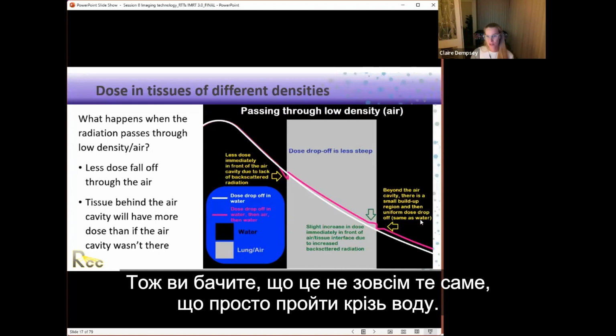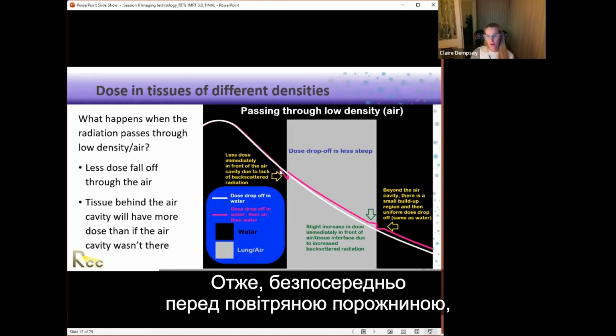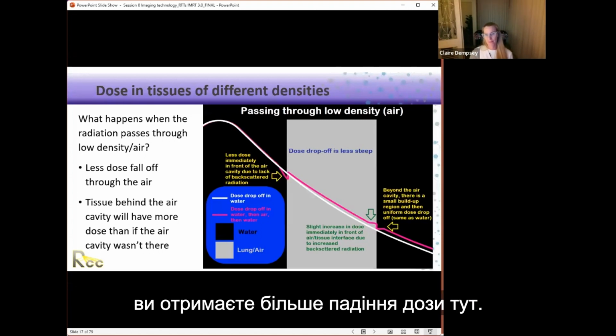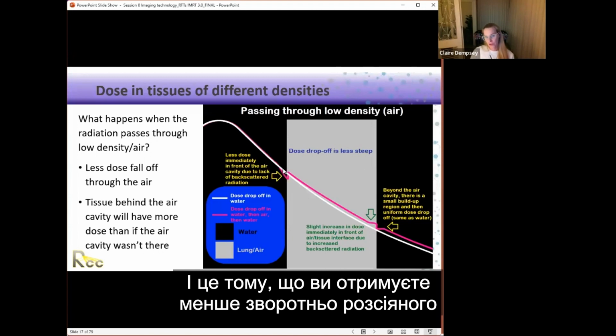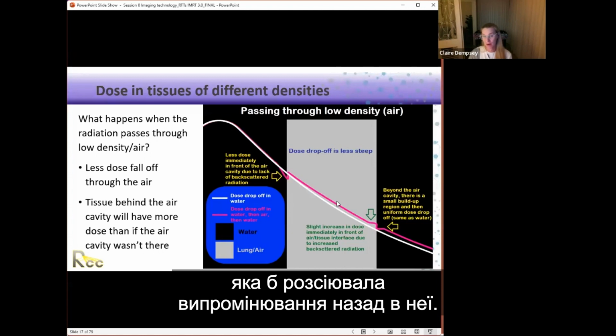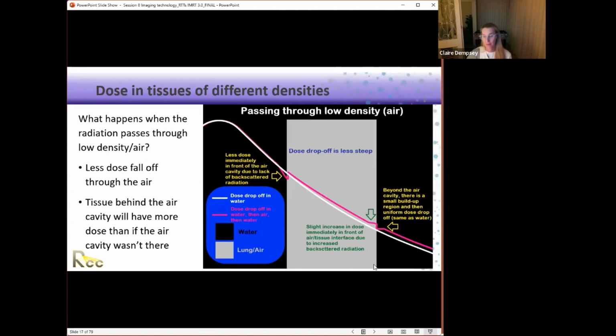So you can see it's not quite the same as just going through water. Immediately in front of the air cavity, so let's say immediately in front of our lung or another air cavity in the patient, you'll get more of a dose drop-off here. And this is because you're getting less backscattered radiation into that part of the tissue because there's no tissue behind it to scatter radiation back into it.